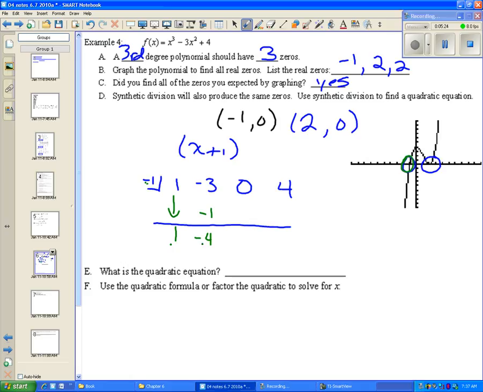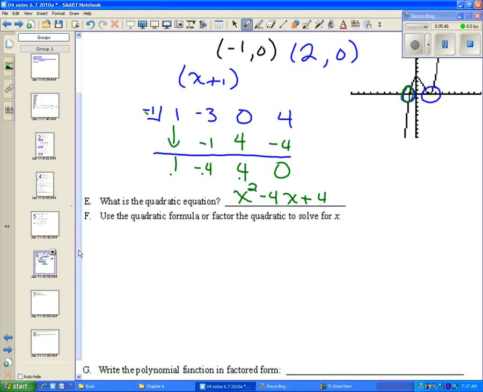Negative 1 times a negative 4 is a positive 4. 0 plus 4 is 4. Negative 1 times 4 is negative 4. I get 0. My quadratic equation is 1x squared minus 4x plus 4. If I factor this out, what multiplies to be positive 4 and adds to be negative 4?